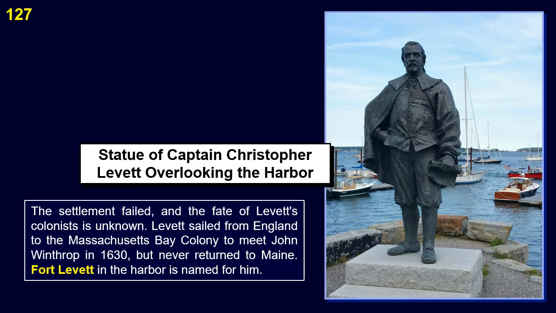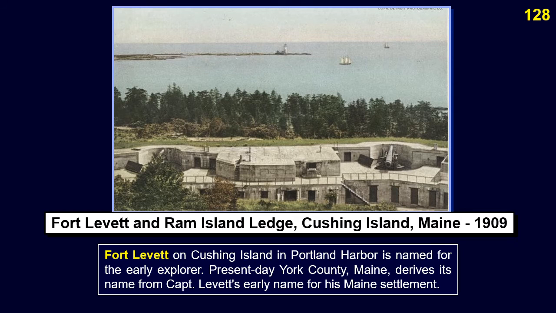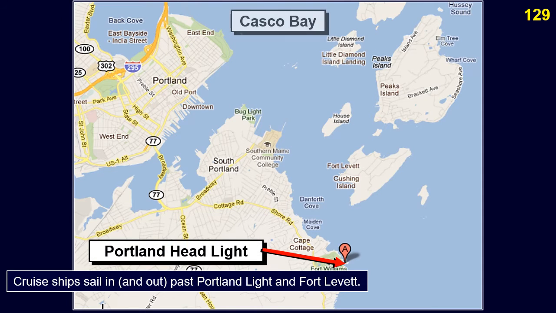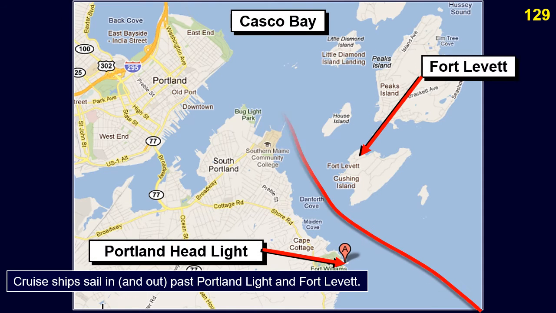Leavitt sailed from England to the Massachusetts Bay Colony to meet John Winthrop in 1630, but never returned to Maine. Fort Leavitt in the harbor is named for him. Fort Leavitt on Cushing Island in Portland Harbor is named for the early explorer. Present-day York County, Maine, derives its name from Captain Leavitt's early name for his Maine settlement. Cruise ships sail in and out past Portland Light and Fort Leavitt.